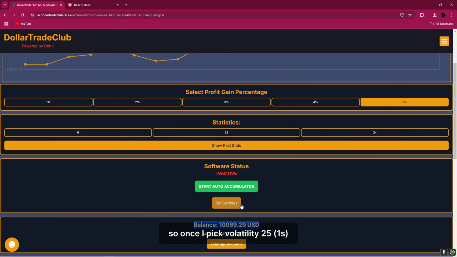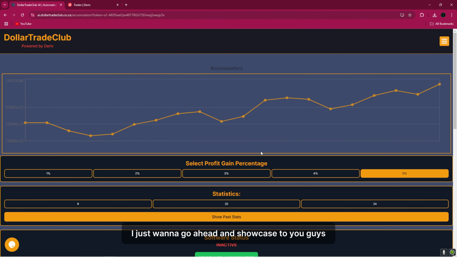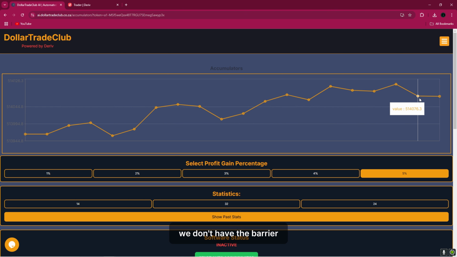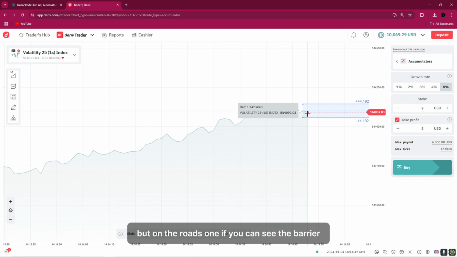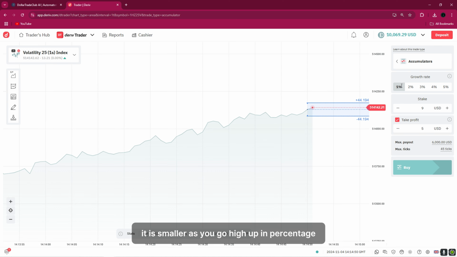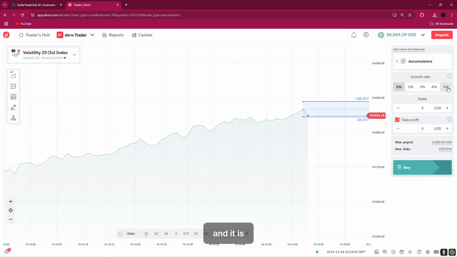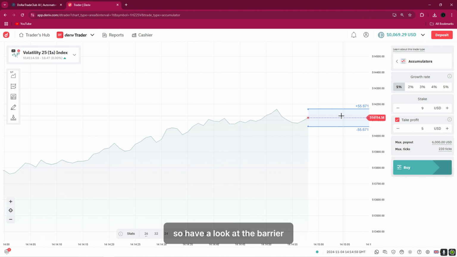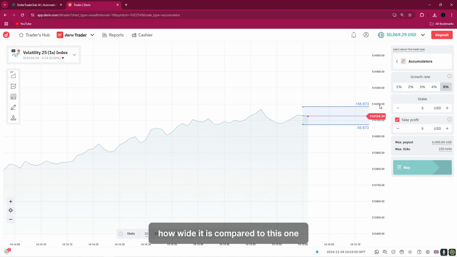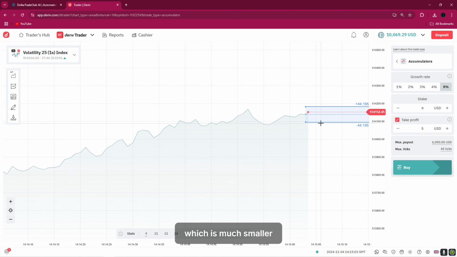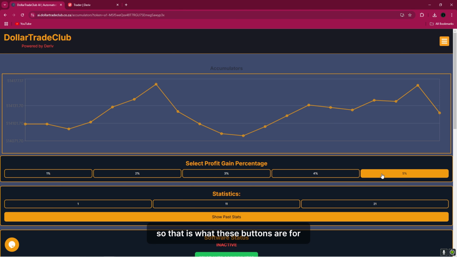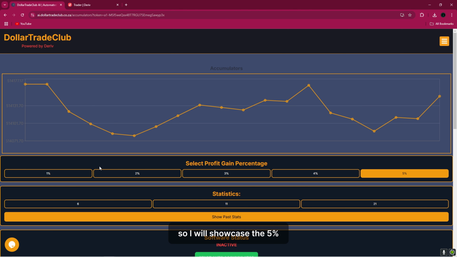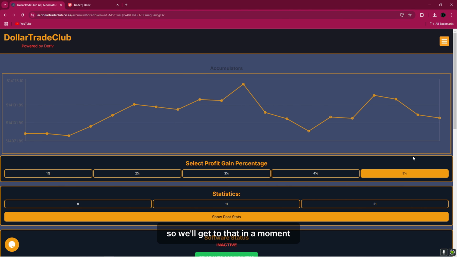So once I pick volatility 25.1s, I just want to go ahead and showcase to you guys how to use the chart. In our case, we don't have the barrier, but on Deriv's one, if you can see the barrier, it is smaller as you go higher up in percentage, and it is larger as you go lower down in percentage. So have a look at the barrier, how wide it is compared to this one, which is much smaller. So that is what these buttons are for, and I always suggest the 5% with using our bot. So I will showcase the 5% and then I'll explain as we go down the scale, so we'll get to that in a moment.